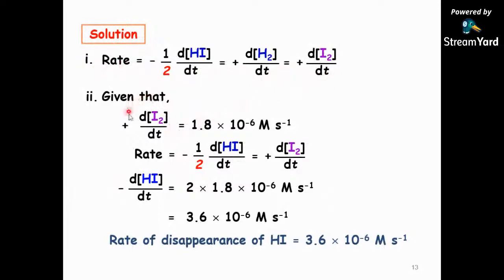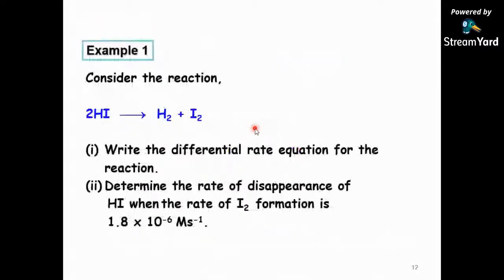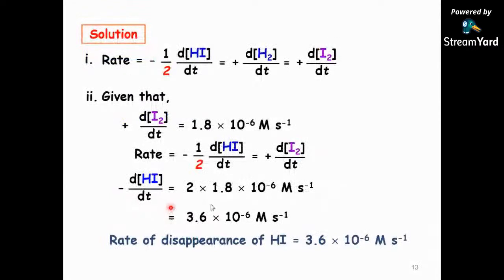Given that delta iodine over dt is 1.8 times 10 to the power of negative 6 molar. We check back the question. If the question wants to ask you about calculation, one of the information must be given. So you know the delta iodine over dt is 1.8 times 10 to the power of negative 6. You just use the differential rate equation to calculate. The question asks about the rate of disappearance of hydrogen iodide. So this is mathematics. You just move over here, and then times 2, times 1.8 times 2, you get the answer.